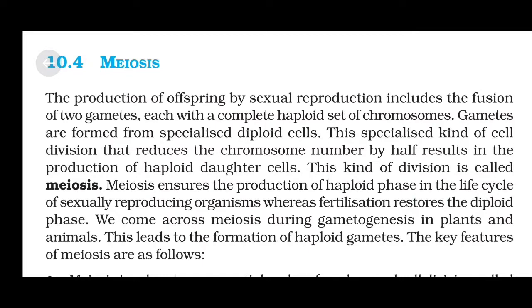Meiosis ensures the production of the haploid phase in the life cycle of sexually reproducing organisms, whereas fertilization restores the diploid phase. We come across meiosis during gametogenesis in plants and animals. This leads to the formation of haploid gametes. The key features of meiosis are as follows.